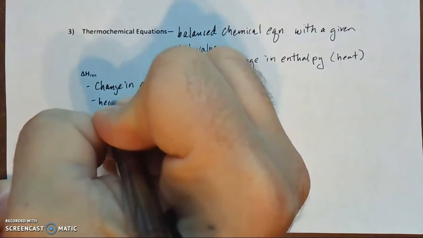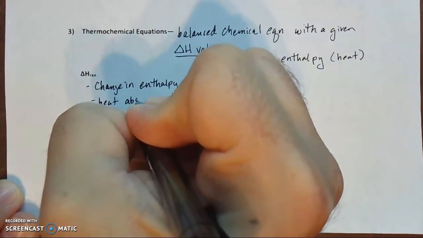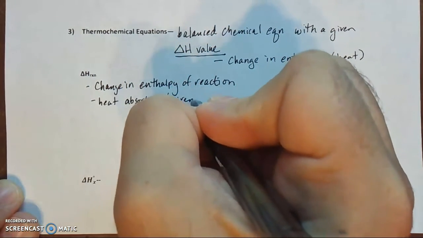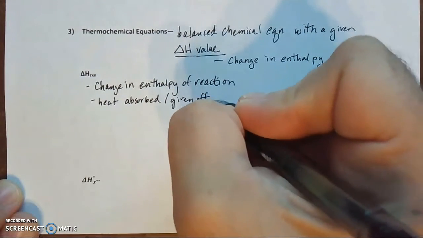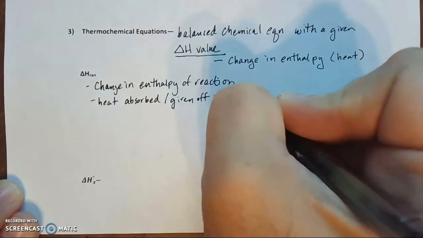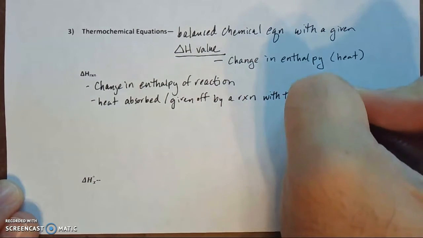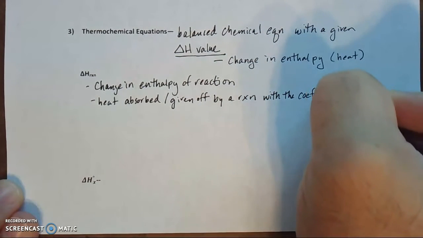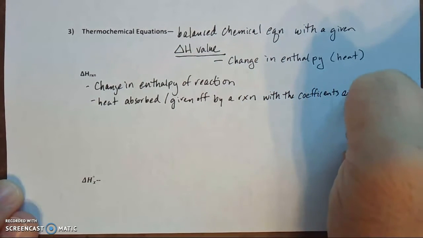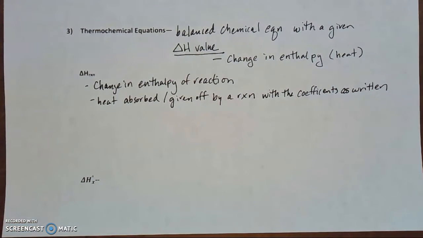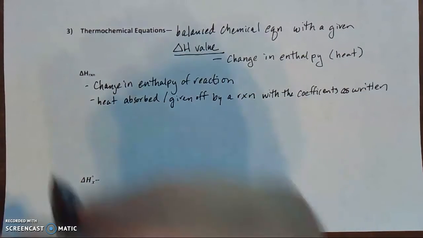And this is defined as the heat absorbed or given off by a reaction with the coefficients as written. So with our balanced coefficients, that's what's really important. It's for the reaction as it is written.